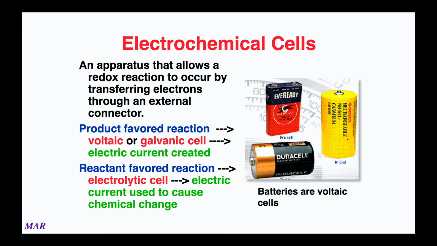Now, after our last chapter, you can probably see that voltaic and galvanic cells, which are product favored, are going to be spontaneous. Their delta G value will be negative. On the other hand, reactant-favored reactions, ones that don't work when you plug them in, are going to be non-spontaneous. Their delta Gs are going to be positive. We'll talk about that more later.